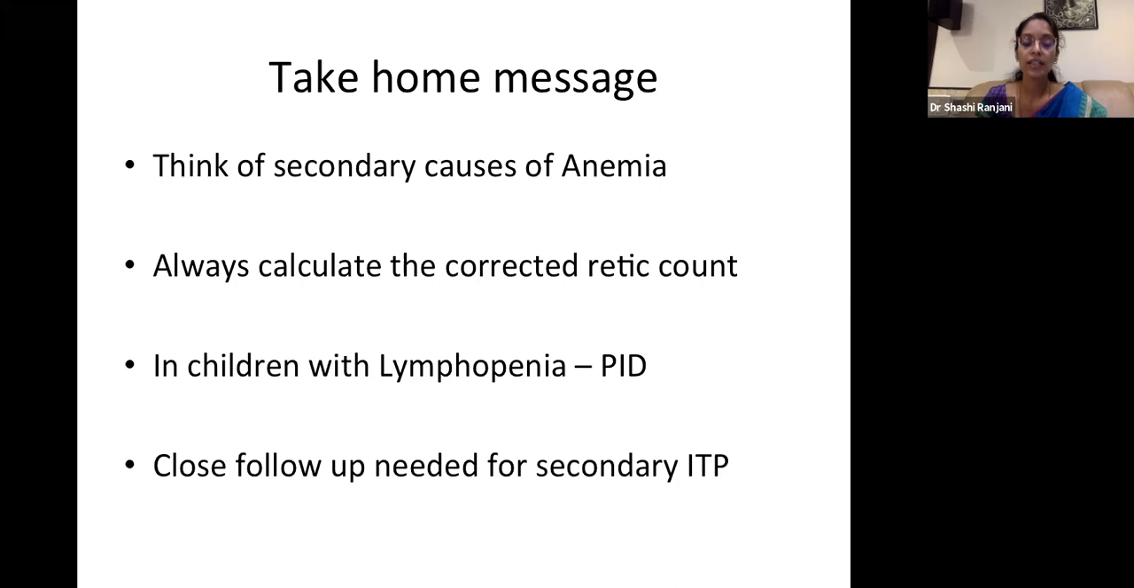And in children with lymphopenia, it is very important to have primary immunodeficiencies as one of our differential diagnoses. Many a times children with primary immunodeficiencies are missed because we overlook that the child has lymphopenia. And whenever there is a child with ITP and there are atypical findings, close follow-up is needed, clinically definitely, and also with immature platelet fraction.